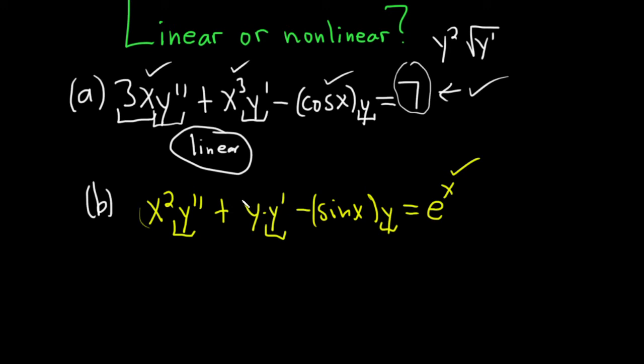Pure function of x. Oh, look at this. Game over. You cannot have a y in front of a y prime. Remember, in front of y and all of its derivatives, you have to have pure functions of x. So because of this, it's going to be nonlinear.